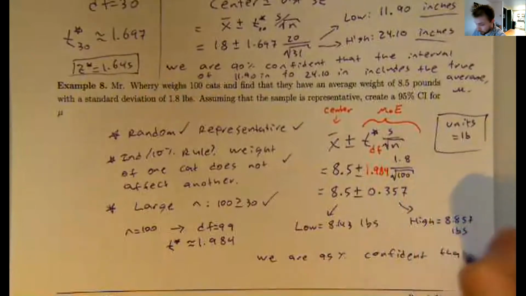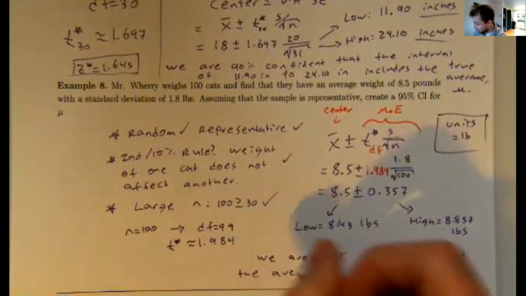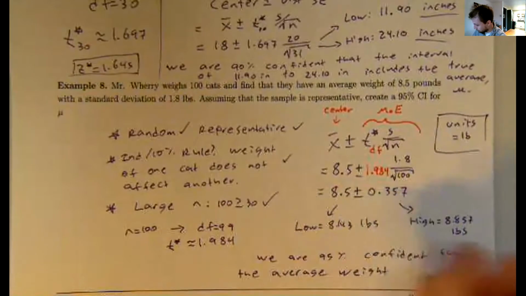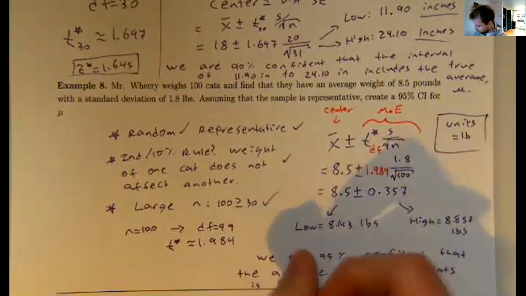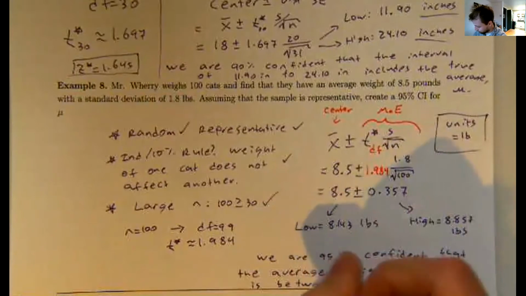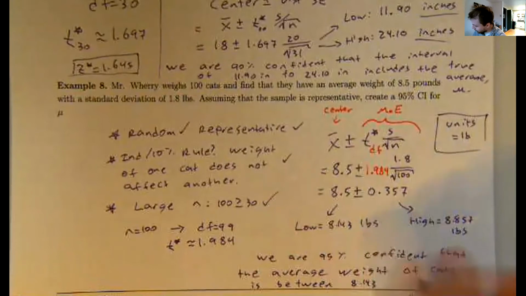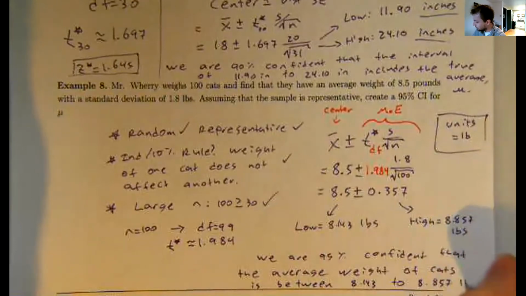So my sentence that would go along with this would look like, we are 95% confident that the average weight of cats is between 8.143 to 8.857 units, pounds.